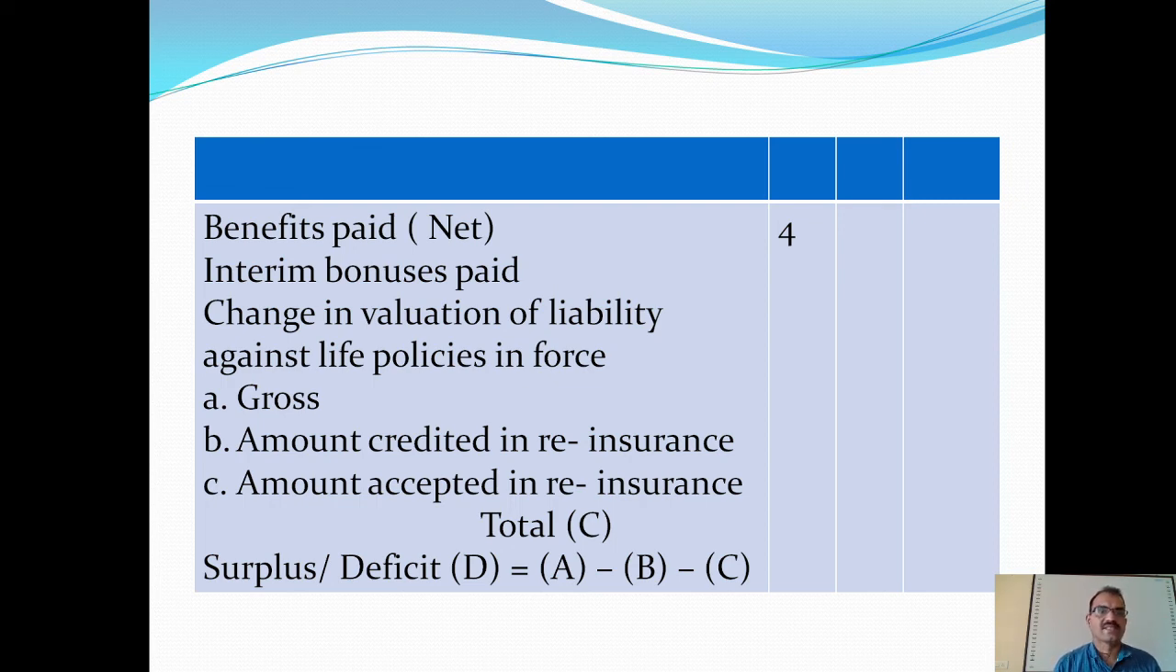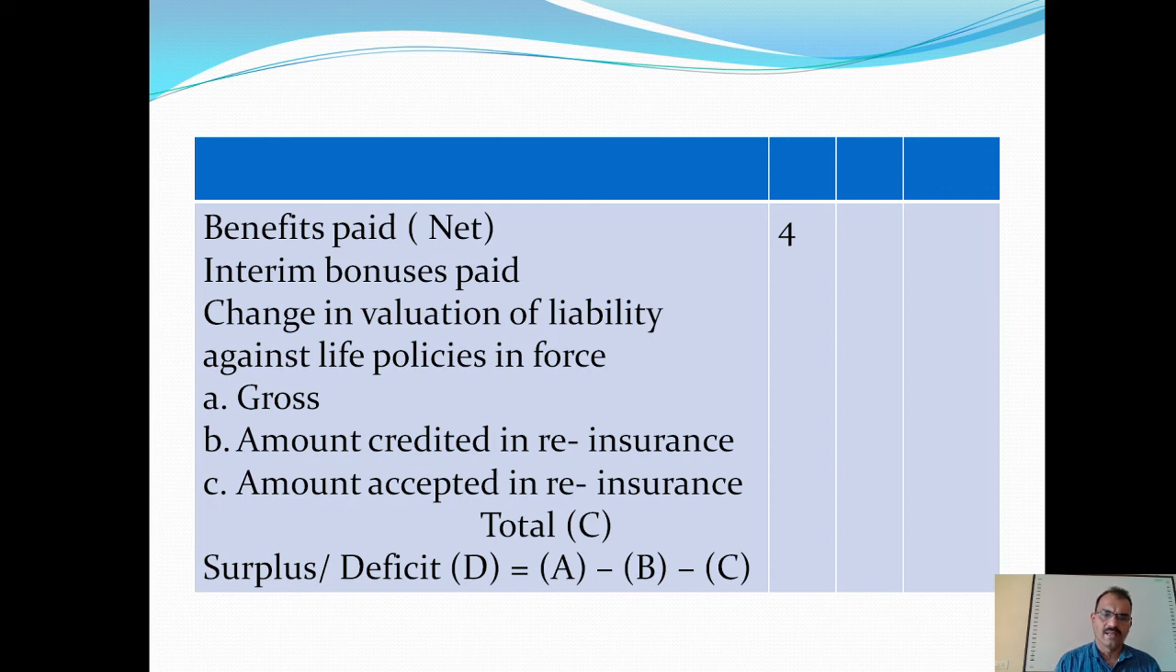Interim bonus paid. Change in valuation of liability against life policies in force. So we will have many liabilities related to life insurance policies, and the change related to their valuation has to be shown here. Under this head, gross, then B, amount ceded in reinsurance, C, amount accepted in reinsurance. Okay, then take the total of C.